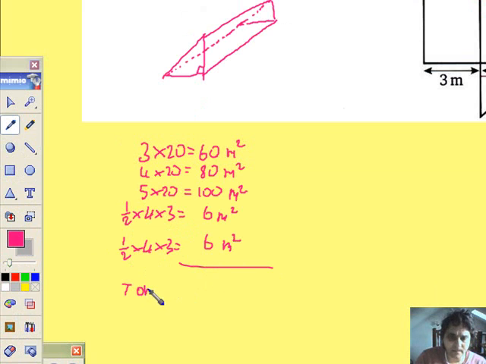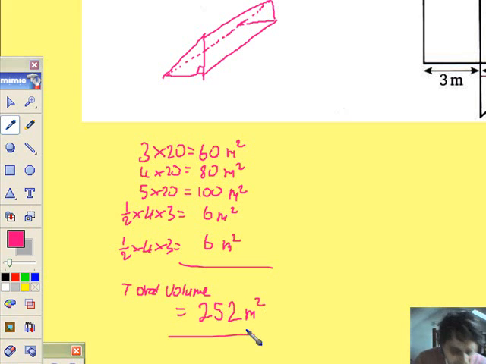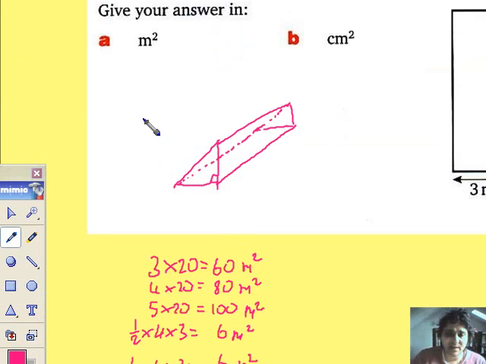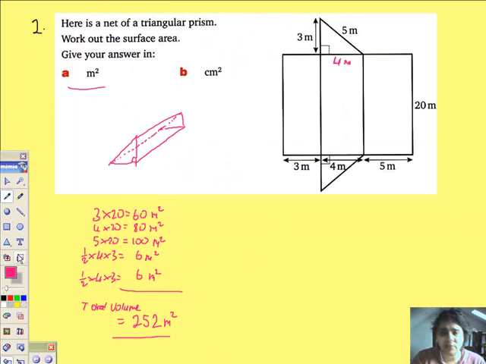Let's get a total. That's going to be plenty, isn't it? 240, 252. I'll make that 252 metres squared, and being a coward I'm going to use my calculator. 60 plus 80 plus 100 plus the 2 sixes is 12. Yep, I've got it right, I'm happy. And that is the answer to part A in metres squared.